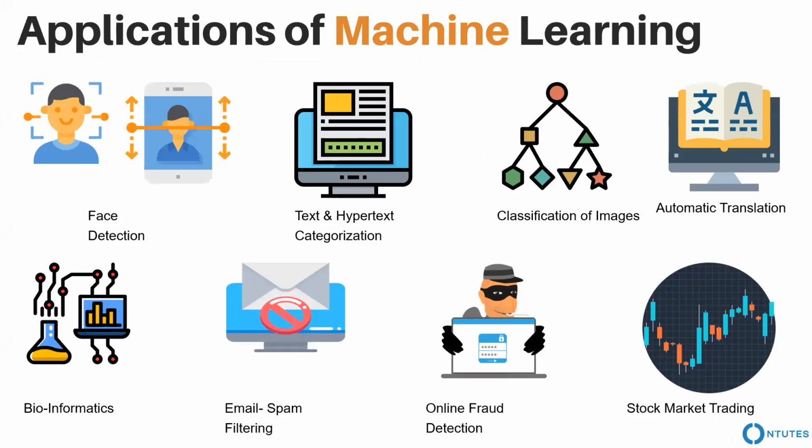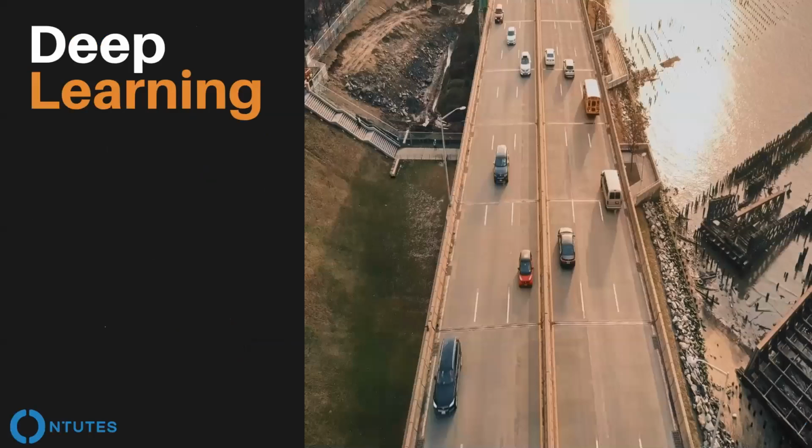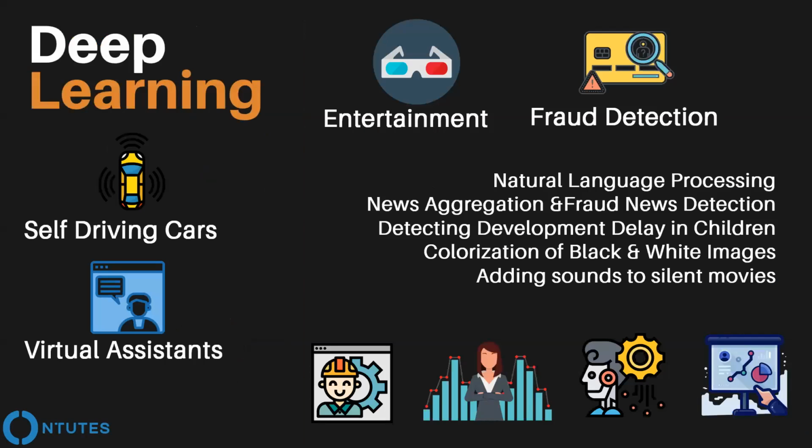Okay, so now we were into deep learning, and there are many examples of deep learning. We discussed the self-driving car. Then it comes to virtual assistants like chatbots. People are developing chatbots, and they are answering questions in the same way humans answer. And deep learning is also used as part of entertainment.